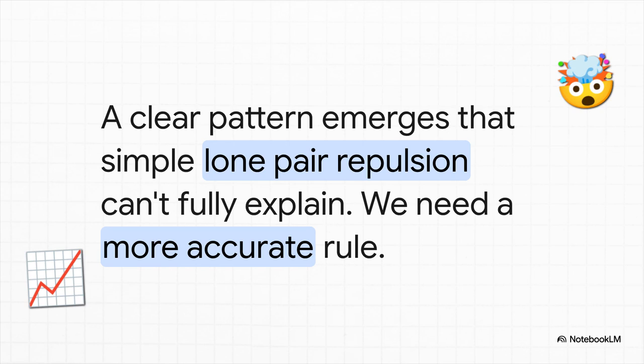You see that? This isn't random. There's a clear, predictable trend here. The more electronegative the things attached to the oxygen are, the smaller the bond angle gets. This tells us that it can't just be about lone pairs or fat. We need something deeper, a more powerful rule to really explain what's going on.